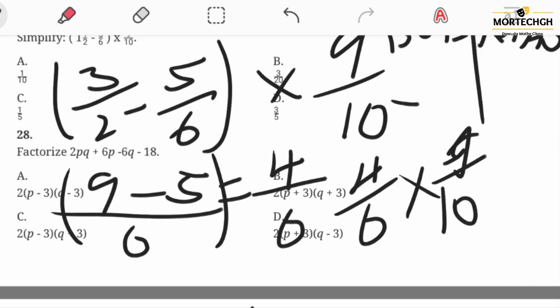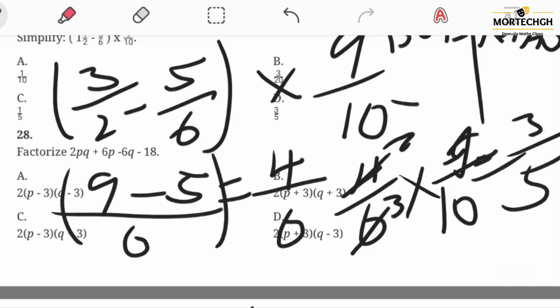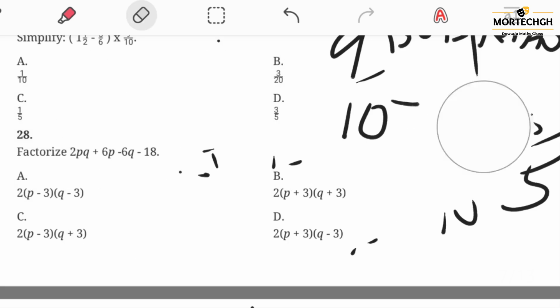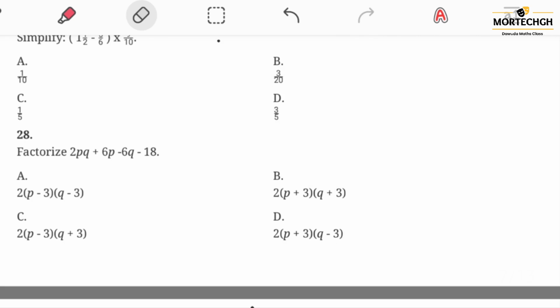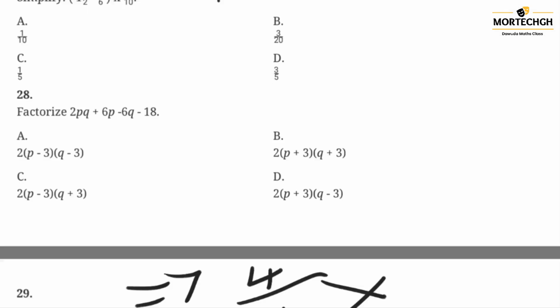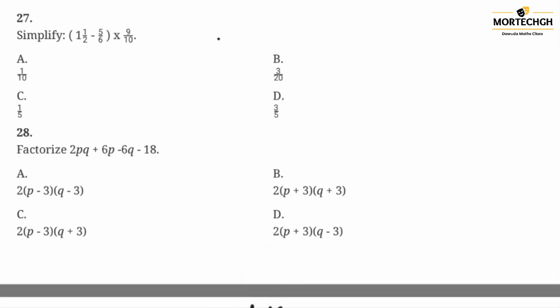4 over 6 times 9 over 10. Sure. 4 divided by 2 gives 2, and 6 divided by 2 gives 3, right? So we have 2 over 3 times 9 over 10, which will give you 3. The final answer will give you 3 over 5, right? So it is 3 over 5, which is option D.